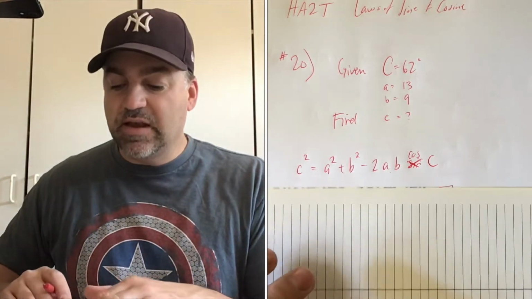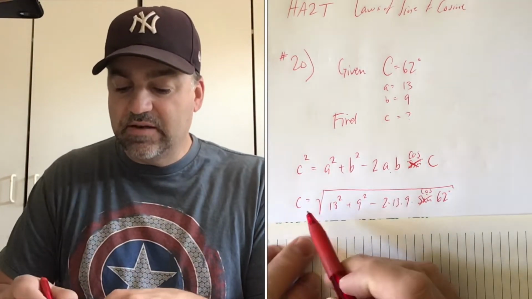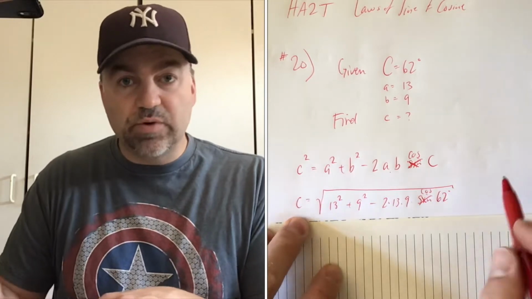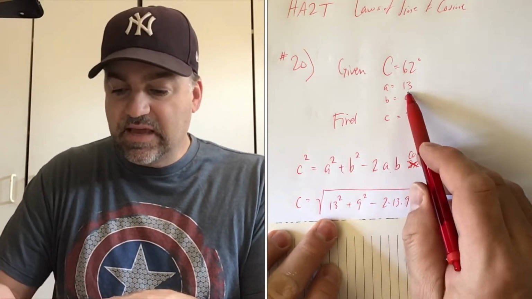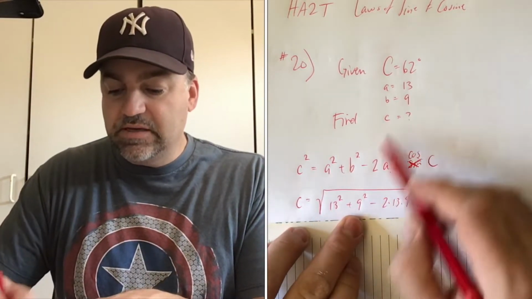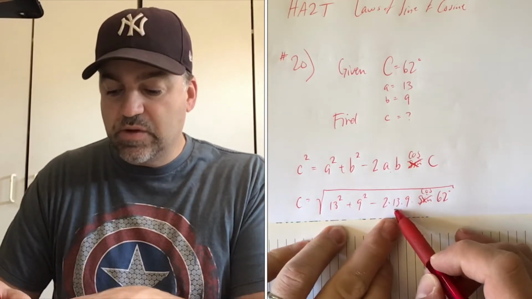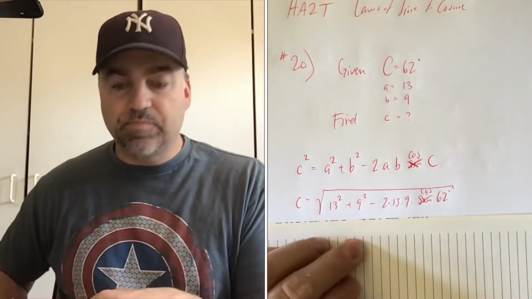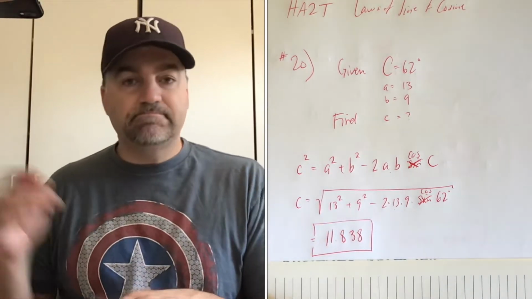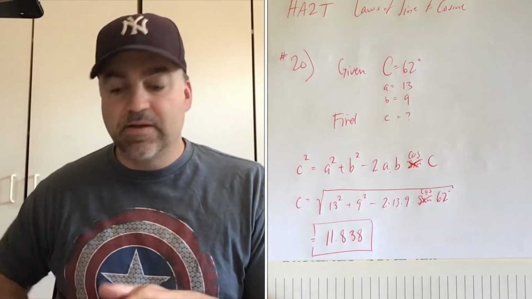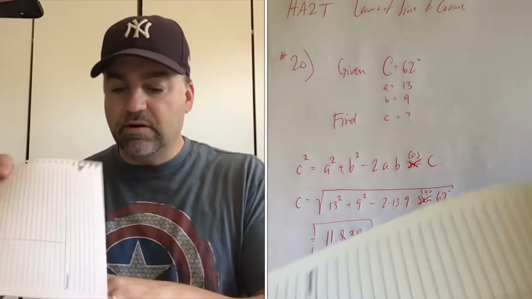All right, so let's plug in everything, and I noticed that little c is going to be square rooted. So 13 is a squared, and 9 is b squared, minus 2ab cosine 62. I put that in my calculator, and I get 11.838. Not bad. All right, so did it match yours?